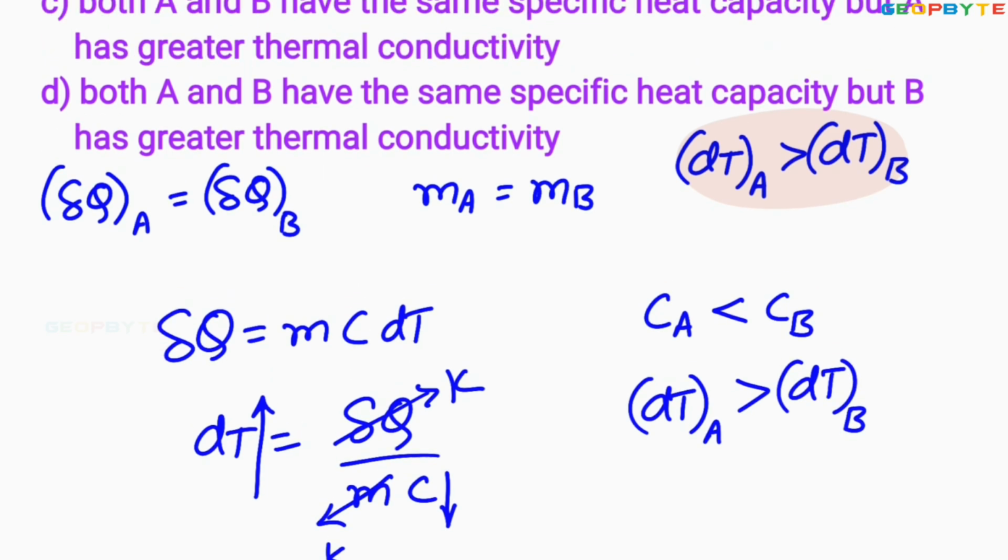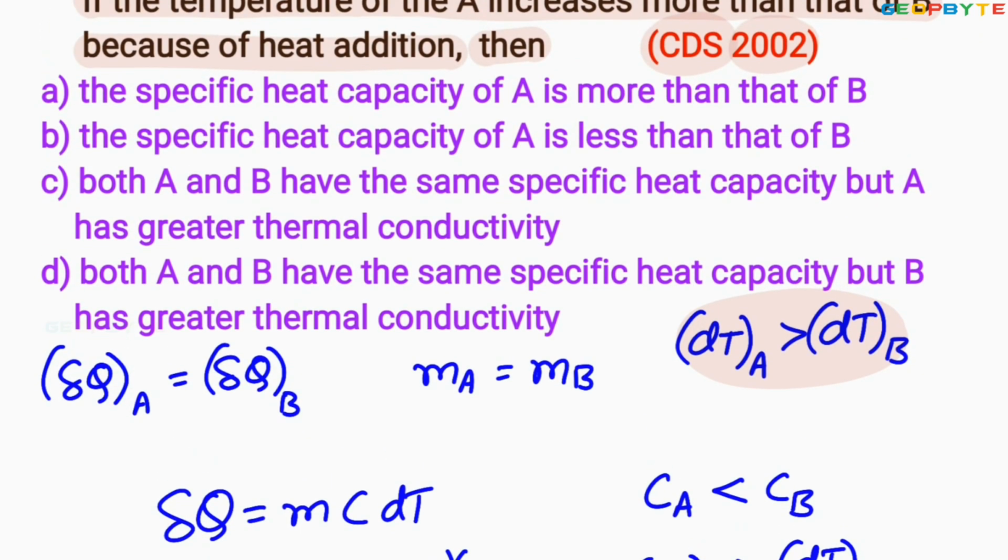Now look at the options. Look at option A. The specific heat capacity of A is more than that of B. No, is less than. Look at option B. The specific heat capacity of A is less than that of B. Absolutely correct.